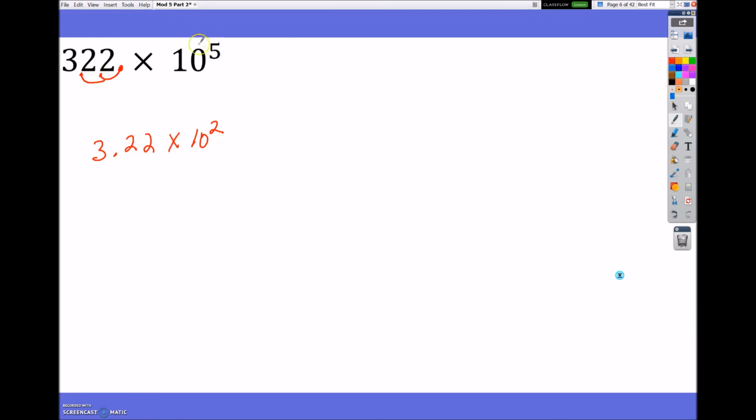And then I'm going to rewrite what I had before, which is times 10 to the 5th power. I have the same bases, so I'm going to keep my bases the same, and I'm going to add the exponents to put a 7 right here.